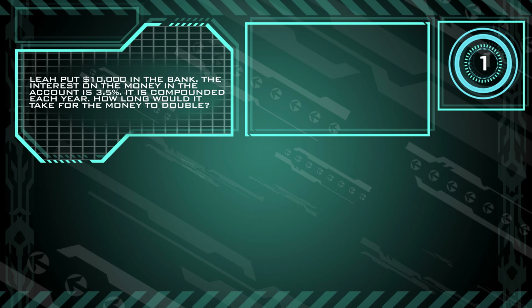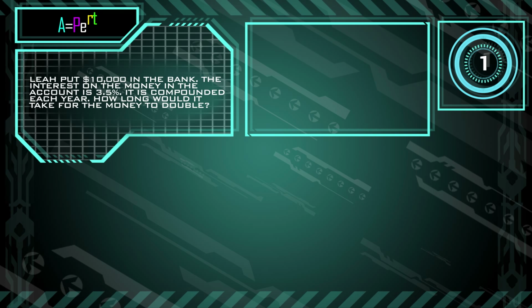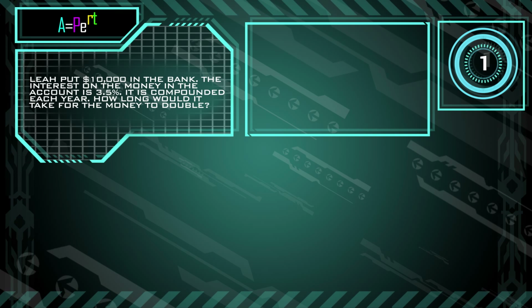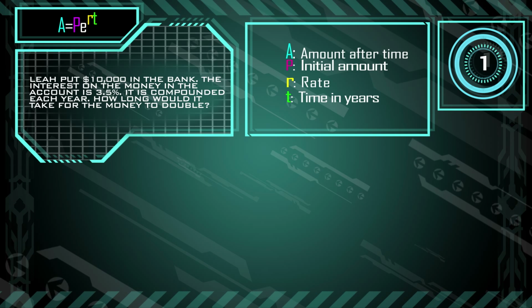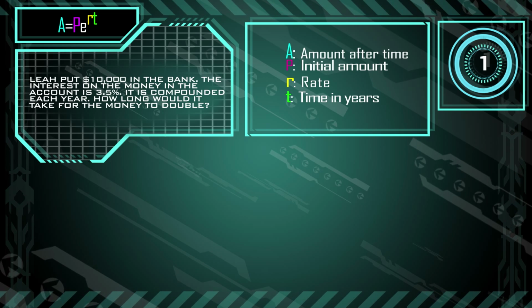The formula you would use to solve this problem would be A equals P multiplied by e raised to the power of R multiplied by T, where A is the amount after time, P is the initial amount, R is the rate, and T is the time in years.